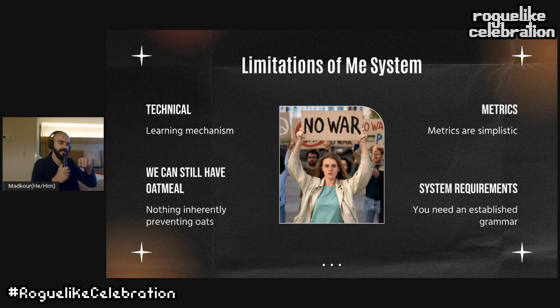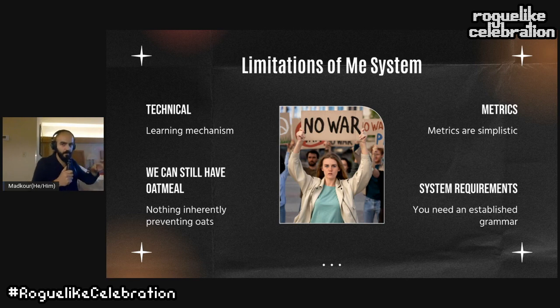So technical limitations. The learning mechanism isn't perfect. It's basically just weighing what rules were applied in the examples that you selected, and what rules were not, and adjusting the distribution, or the generative space, or the expressive range of your generator based off of that.